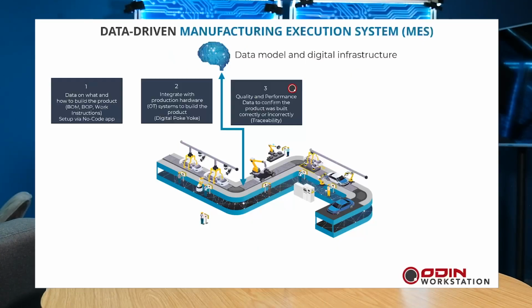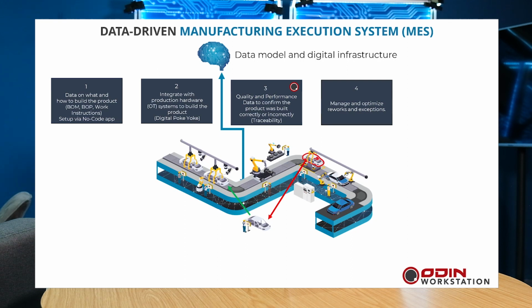The fourth part of this whole infrastructure is really centered around rework and rework management. As we all know, the reality is things go wrong on a production line. And so we have to build into the data model right from the beginning what happens and how we handle it when things go wrong, or exceptions on the shop floor.